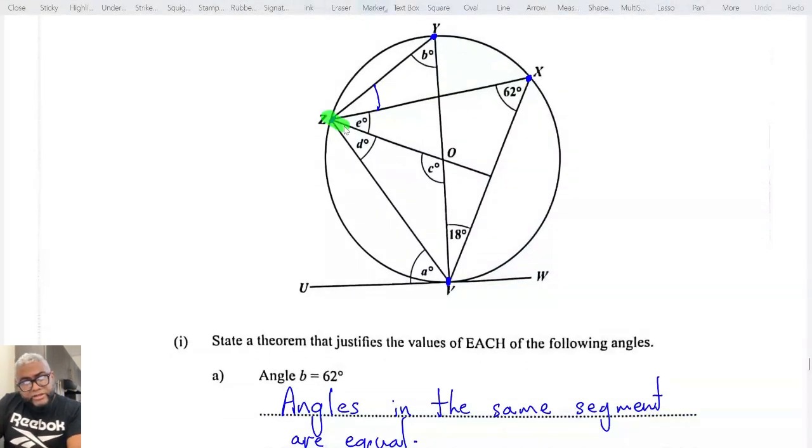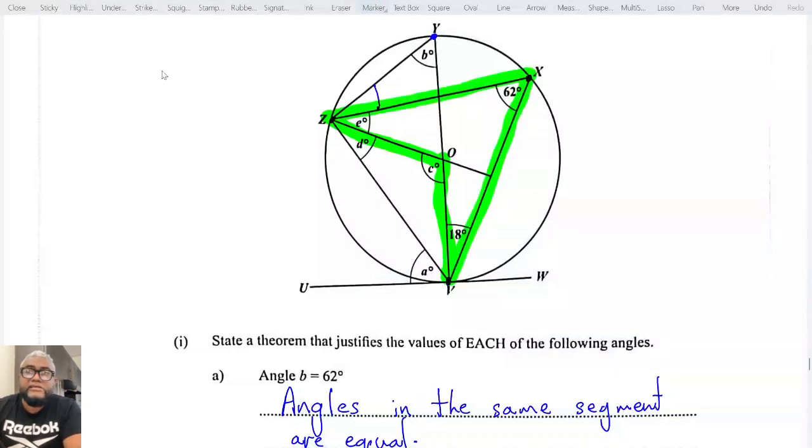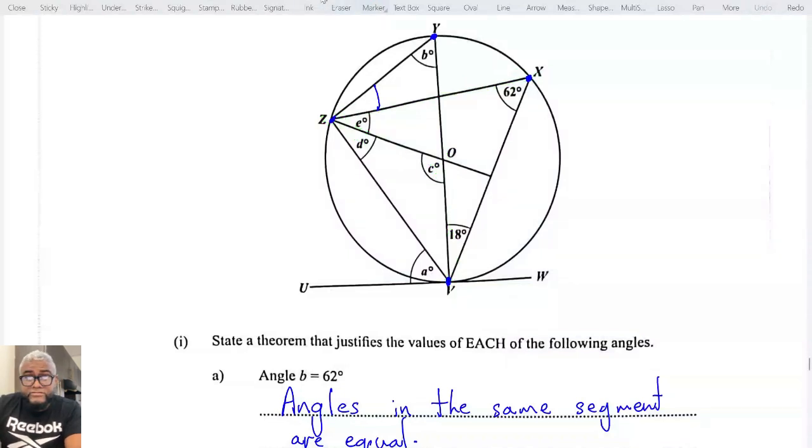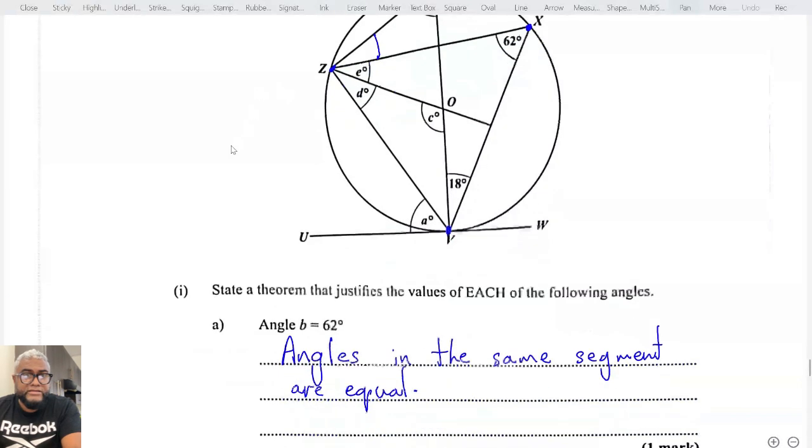Watch it. I'm going to draw it. Boom. Bang. And then you have this angle at the circumference here. You see that there? Angle at the center is twice the angle at the circumference. Okay? So let me write it down. That's the answer for part B.